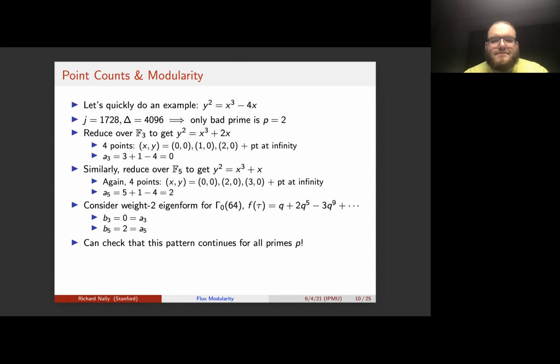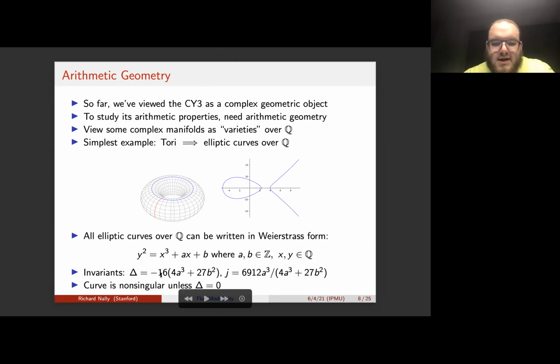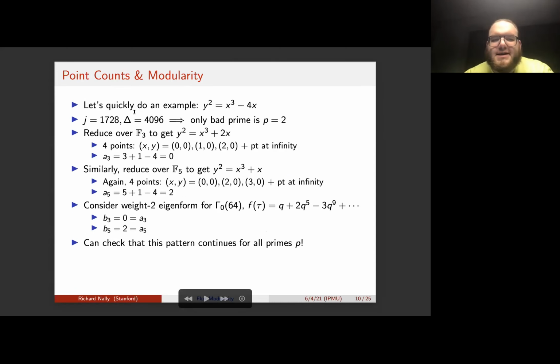Okay, so I suspect that not every physicist has seen this before, so I want to work through an example in detail. I'm going to work concretely with the elliptic curve y² = x³ − 4x, which is an elliptic curve I picked randomly. If you plug into these formulas, you get that Δ is equal to 4096 and j is equal to 1728. So the bad primes are the prime divisors of Δ, so the only bad prime is p = 2. For the rest of the talk, I'm really just going to ignore bad primes because things are complicated there. I'm going to restrict to good primes where life is simple.